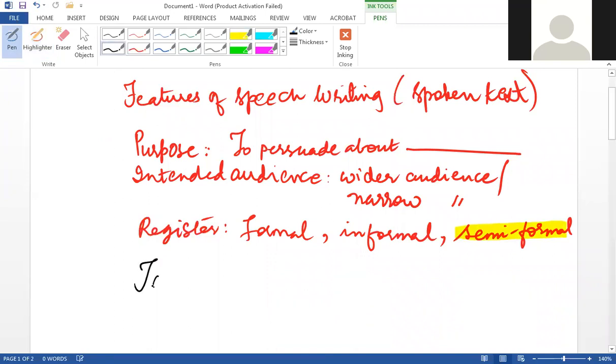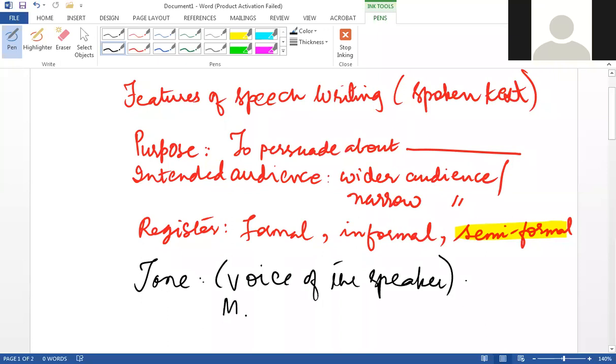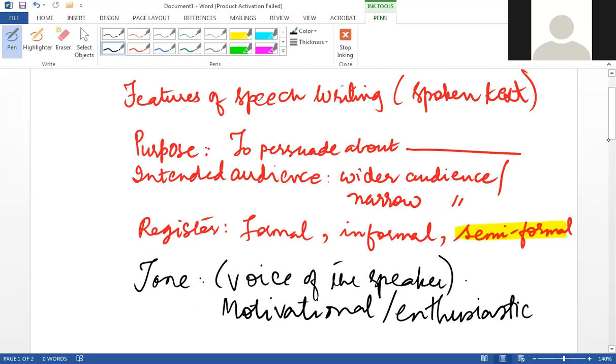And then I'm going to think about tone. What is the tone? Tone is basically the voice of the writer. So you tell me what is going to be this tone. Voice. Is it going to be elated, happy, sad, what, serious, straightforward? What kind of tone? Tone is basically the voice of the speaker. The tone has to be motivational, enthusiastic, isn't it? Enthusiastic, because you need to convince people, you need to persuade.